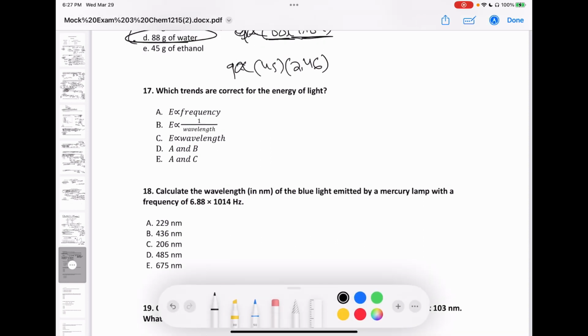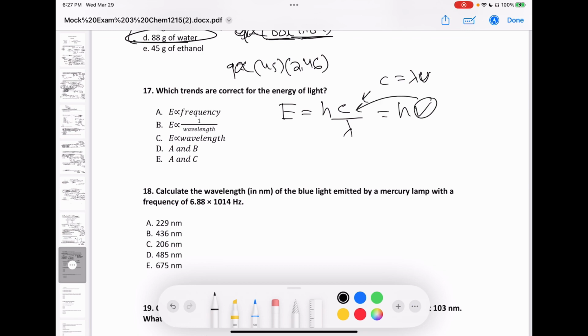All right, which trends are correct for the energy of light? This is just knowing the equation for the energy of a photon, or a packet of energy. E is equal to h, Planck's constant, times c over lambda. This comes from c equal to lambda times nu, rearranged for nu, which is just the frequency, and it's replaced with that.